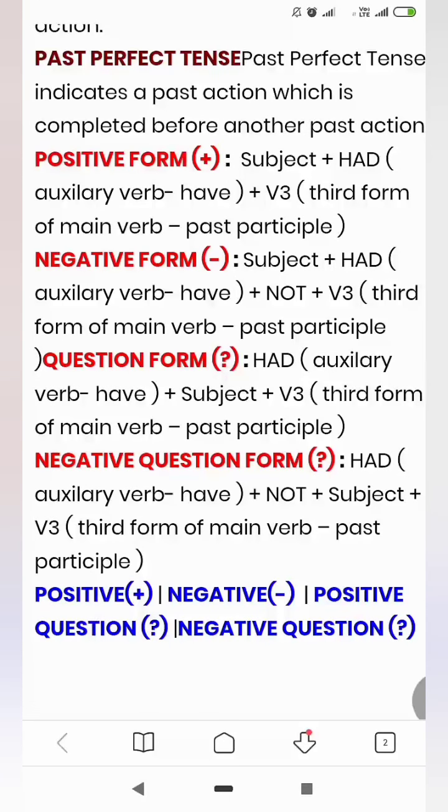The plane had left by the time I got to the airport. I got to the airport is the past tense. And the plane had left. That is past tense. Before I reached there, the plane had left. That is past. Okay. So, subject plus had plus V3 is past perfect tense.